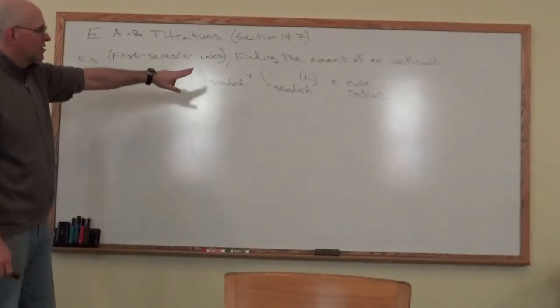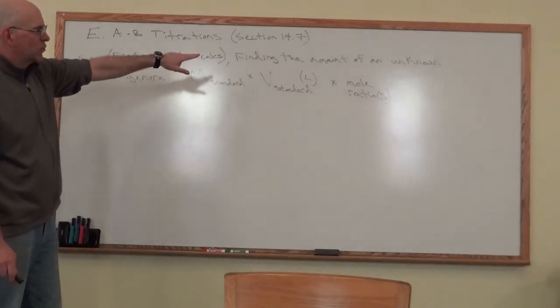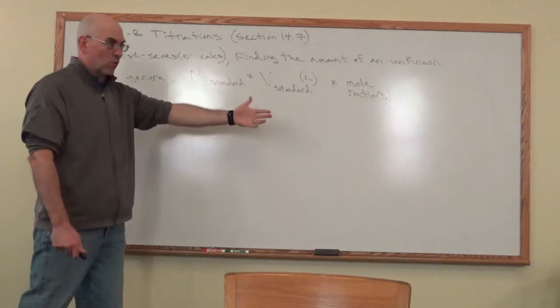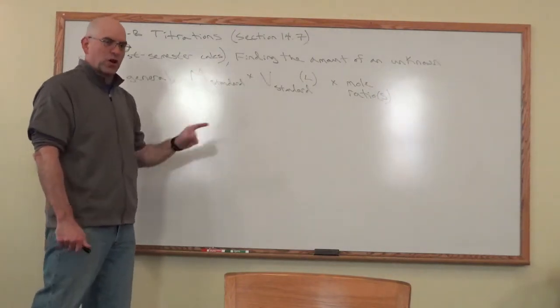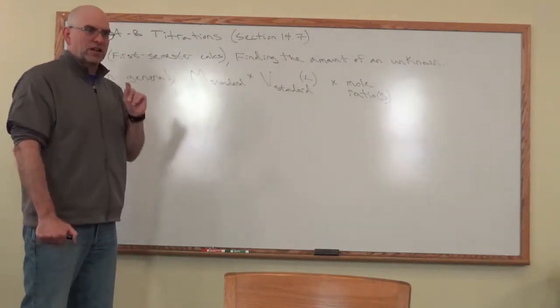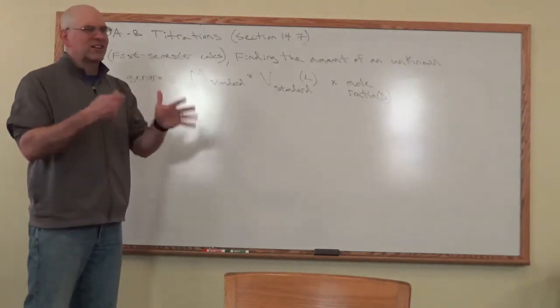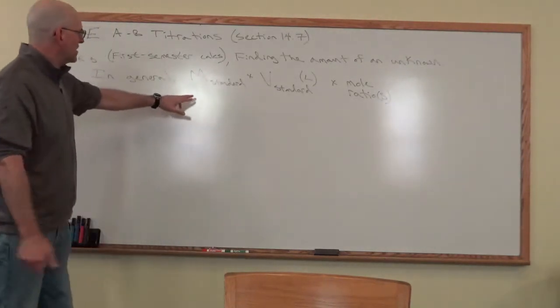What we did primarily in first semester Gen Chem was we used the titration to figure out how much of an unknown there was, how much of an analyte there was, using a titrant, which we also call a standard. So a standard is something that we know the concentration. So we're not going to go through all of that. So the basic idea is this.